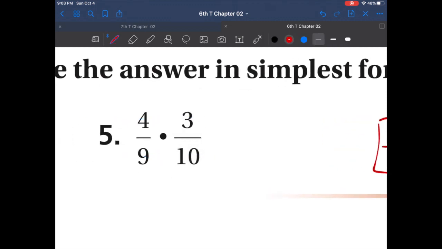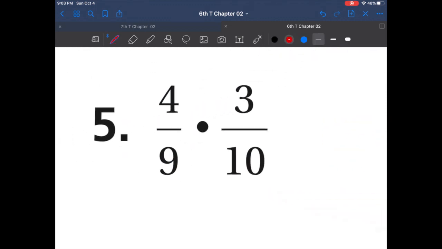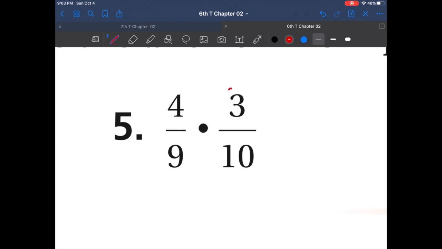I bet you if we simplify it before we even start, it'd be even easier. So let's check this out. Let's start with the easy one. 9 and 3. Is there a number that can go into 9 and 3?